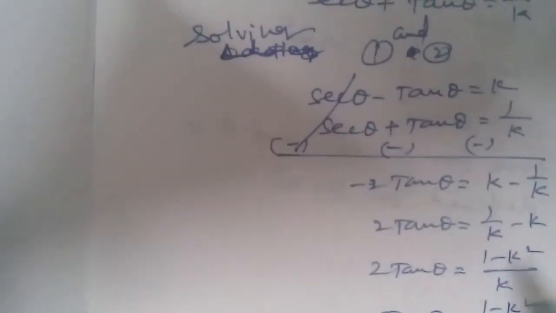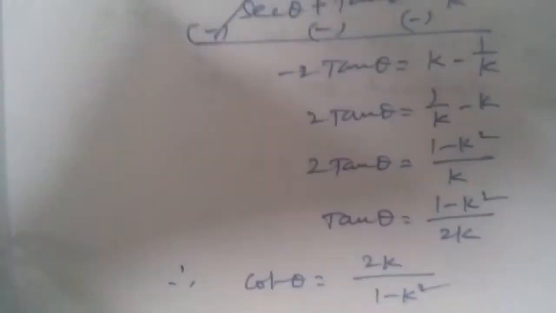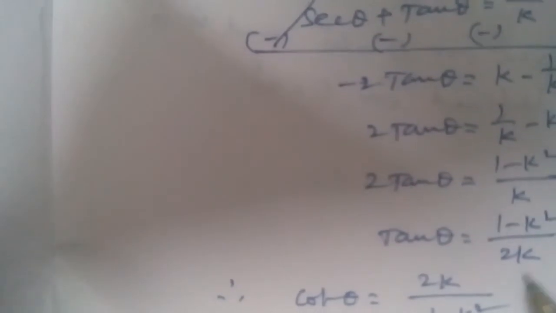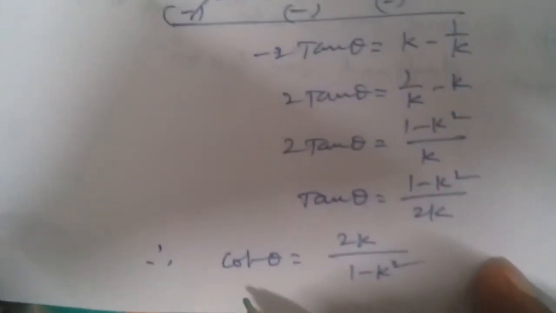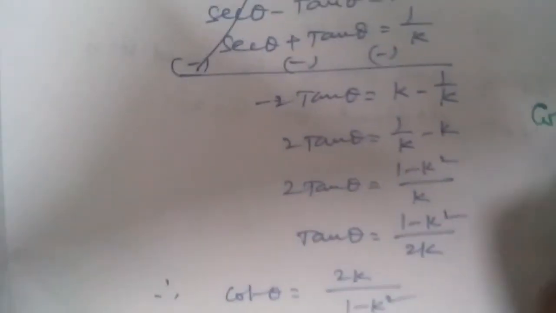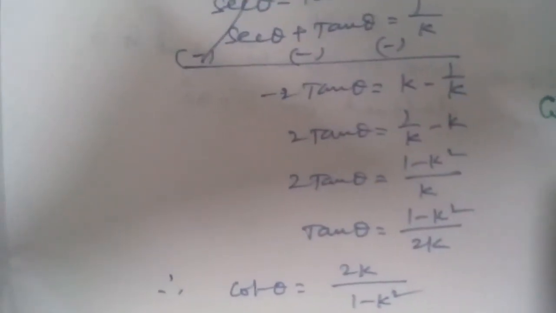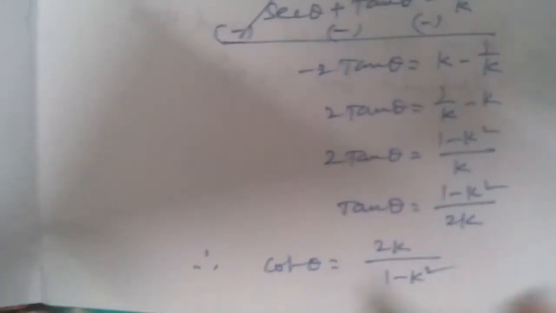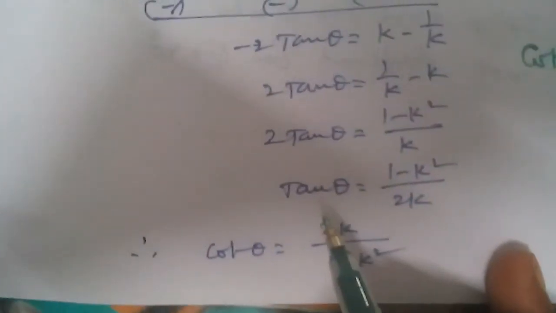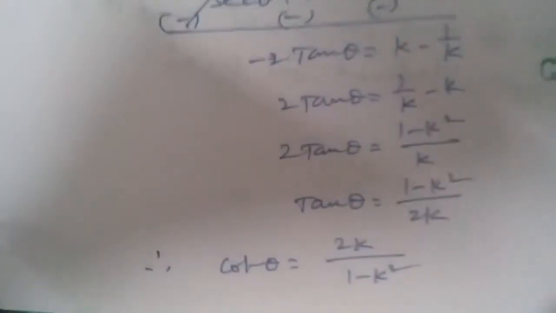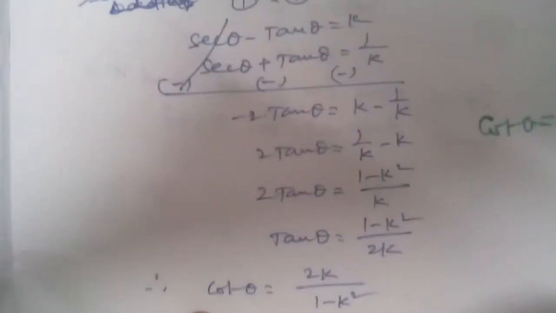So 2 tan theta is equal to (1 minus k square) by k. Tan theta is equal to (1 minus k square) by 2k. We need to find the value of cot theta. Cot theta means 1 by tan theta, so we need to take the reciprocal of the tan theta value. So we'll get 2k by (1 minus k square), which is the cot theta value.